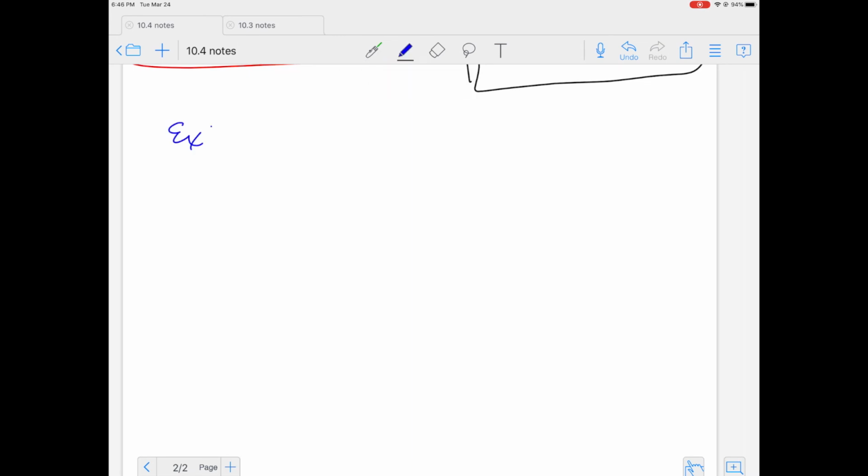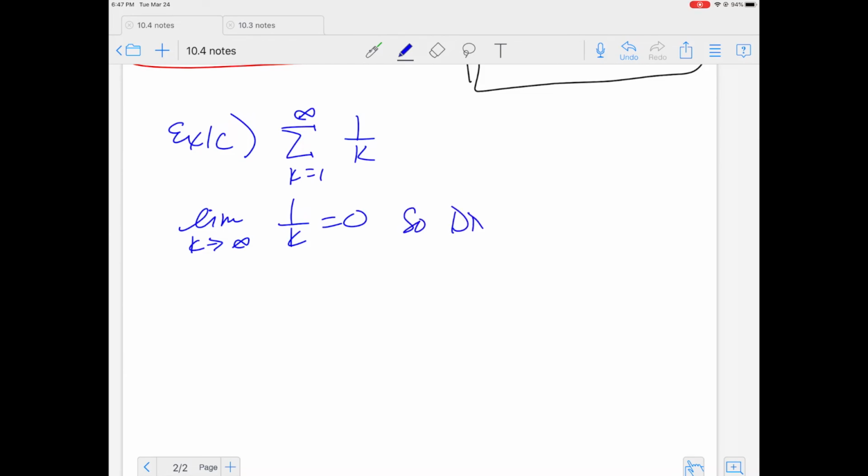Here is example 1C. I have the series k going from 1 to infinity of 1 over k. In your head, what's this limit? Good. So if I have my limit as k approaches infinity of 1 over k, that equals 0. Does the divergence test have anything to do with this? No. So the divergence test is inconclusive.